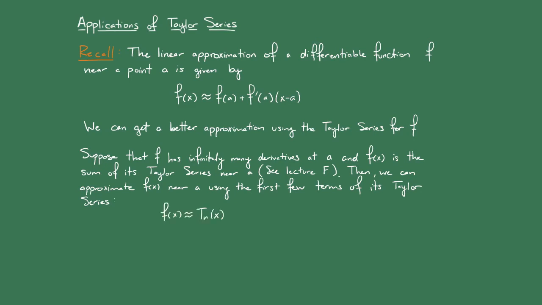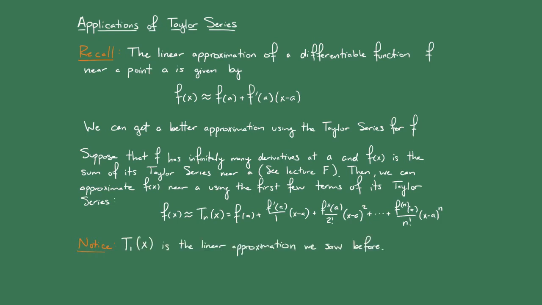That is, f of x is approximately equal to the nth Taylor polynomial, which we're going to denote by T sub n of x, which is equal to f of a plus f prime of a over 1 times x minus a plus f double prime of a over 2 factorial times x minus a squared, and you keep adding terms all the way until you get up to the nth derivative of f at a over n factorial times x minus a to the n. And this is going to be the way that we approximate functions. Also, notice that T sub 1 of x is exactly the linear approximation we saw before.